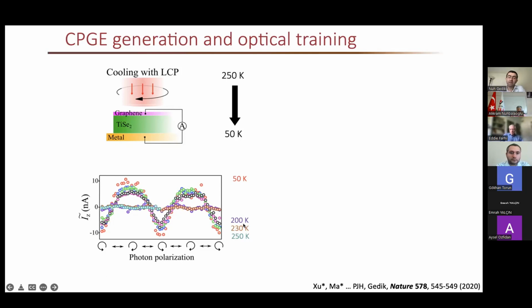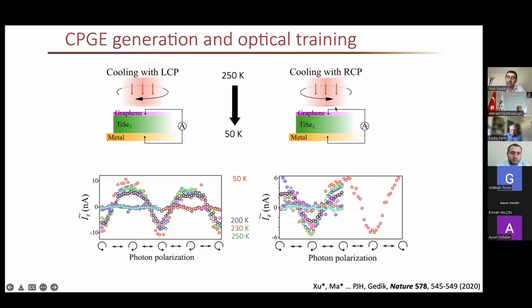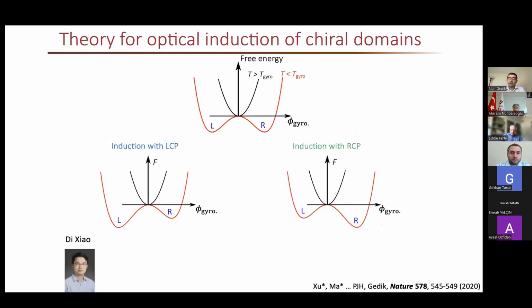Now, I can repeat the same experiment with right circularly polarized light. I can cool in the presence of right circularly polarized light. I see exactly the same effect, but you can see it's flipped, right? Here, the left circularly polarized light was lower, now it's higher. So what this is saying is that by using left circularly polarized light, I align the left-handed domains. By using right circularly polarized light, I align the right-handed domains. It's like putting a field this way and putting a field that way. Okay, I have only 2 slides left.